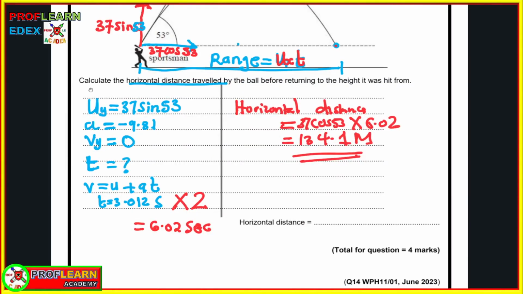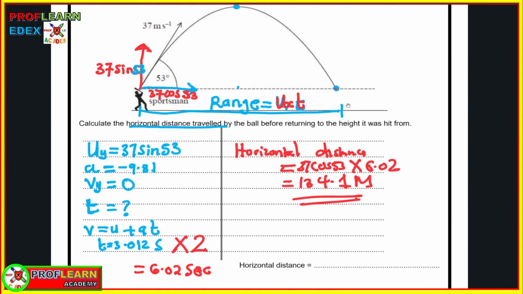Now in that case, calculate the horizontal distance traveled by the ball before returning to the height it was hit from.